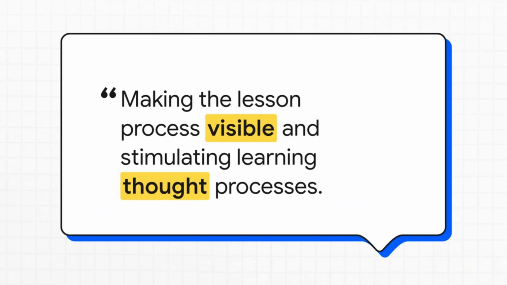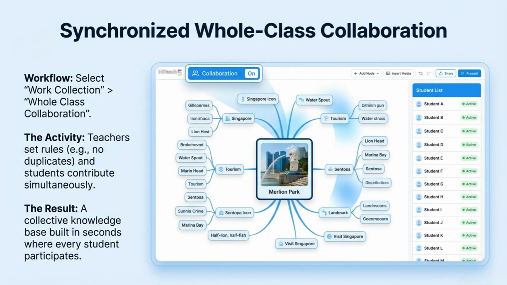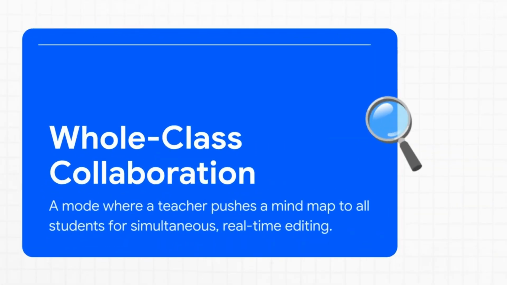And that right there, that gets to the very heart of it. When students are all building a map together, their thinking process actually becomes visible. You can literally see the connections they're making as they make them. And maybe even more important, they can see each other's thought processes, which just sparks all new kinds of discussions and way deeper understanding. So what does this look like in the classroom?